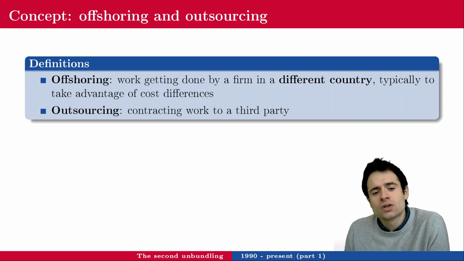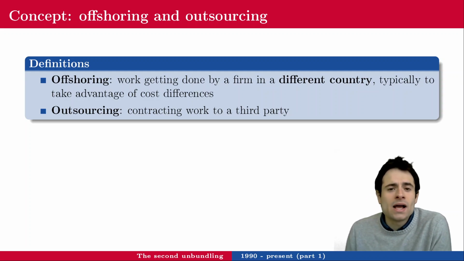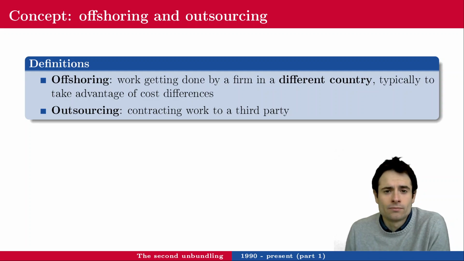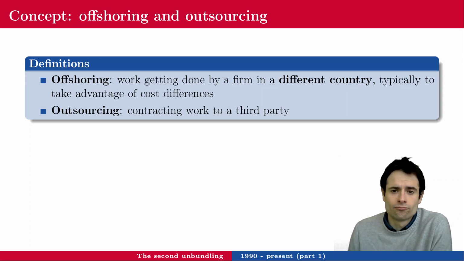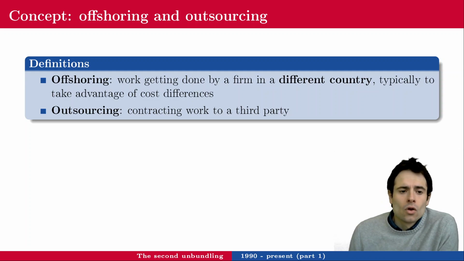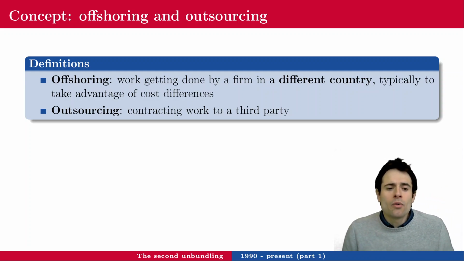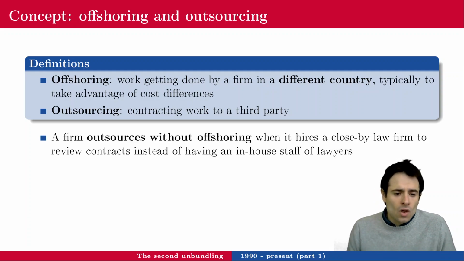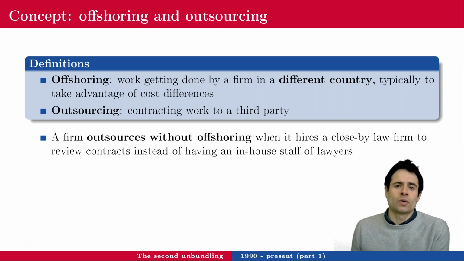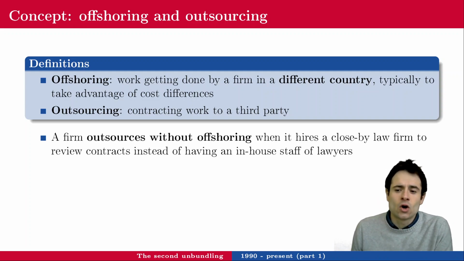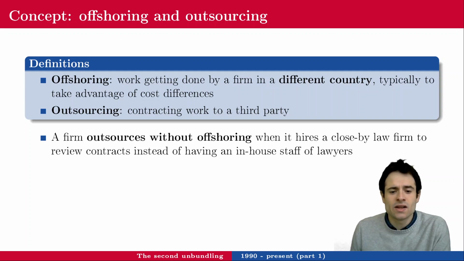Outsourcing consists in getting work done by somebody else, by another firm than your own firm. Of course, many firms do both offshoring and outsourcing at the same time. A firm outsources without offshoring if it hires another firm in the same territory. For instance, a close-by law firm to review contracts instead of having an in-house staff of lawyers.